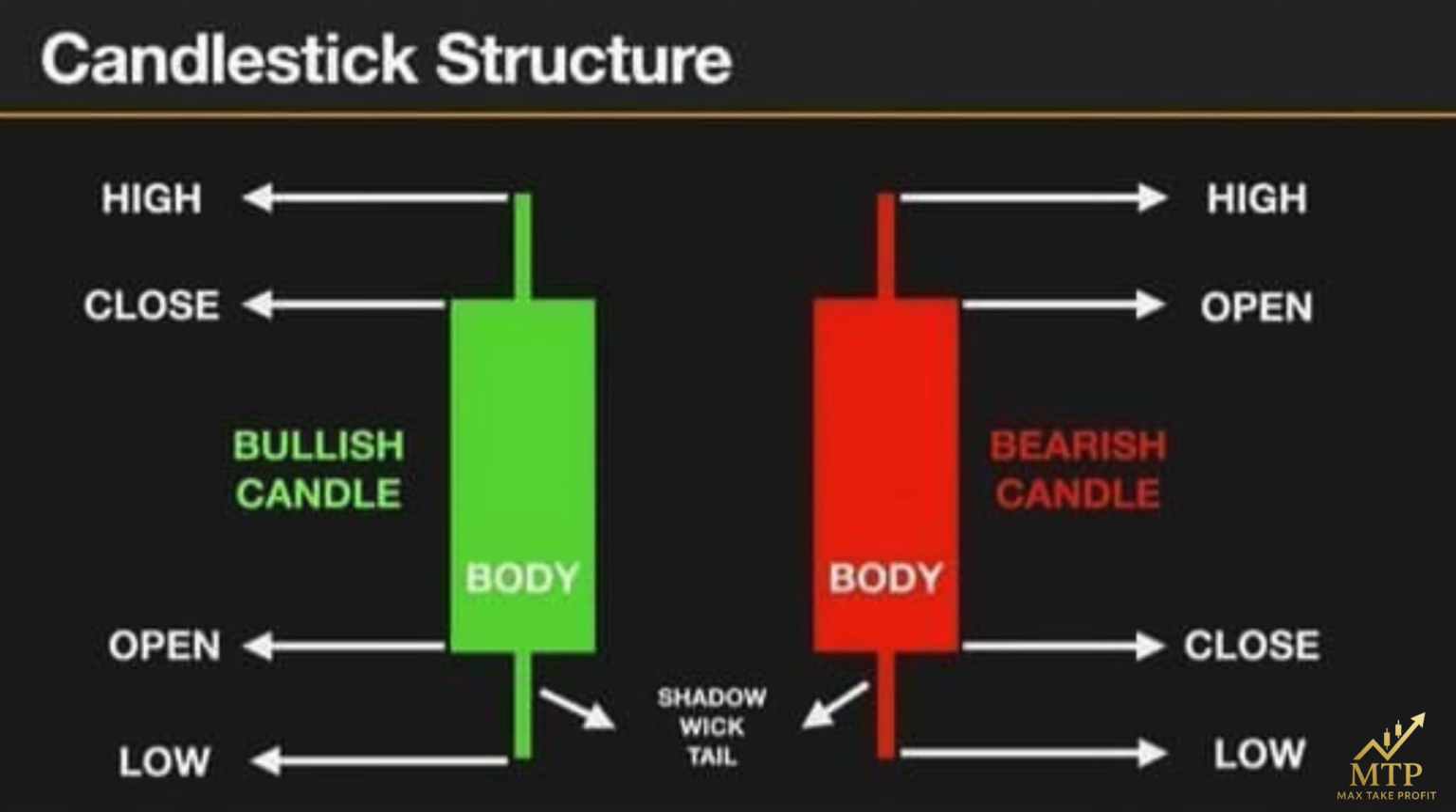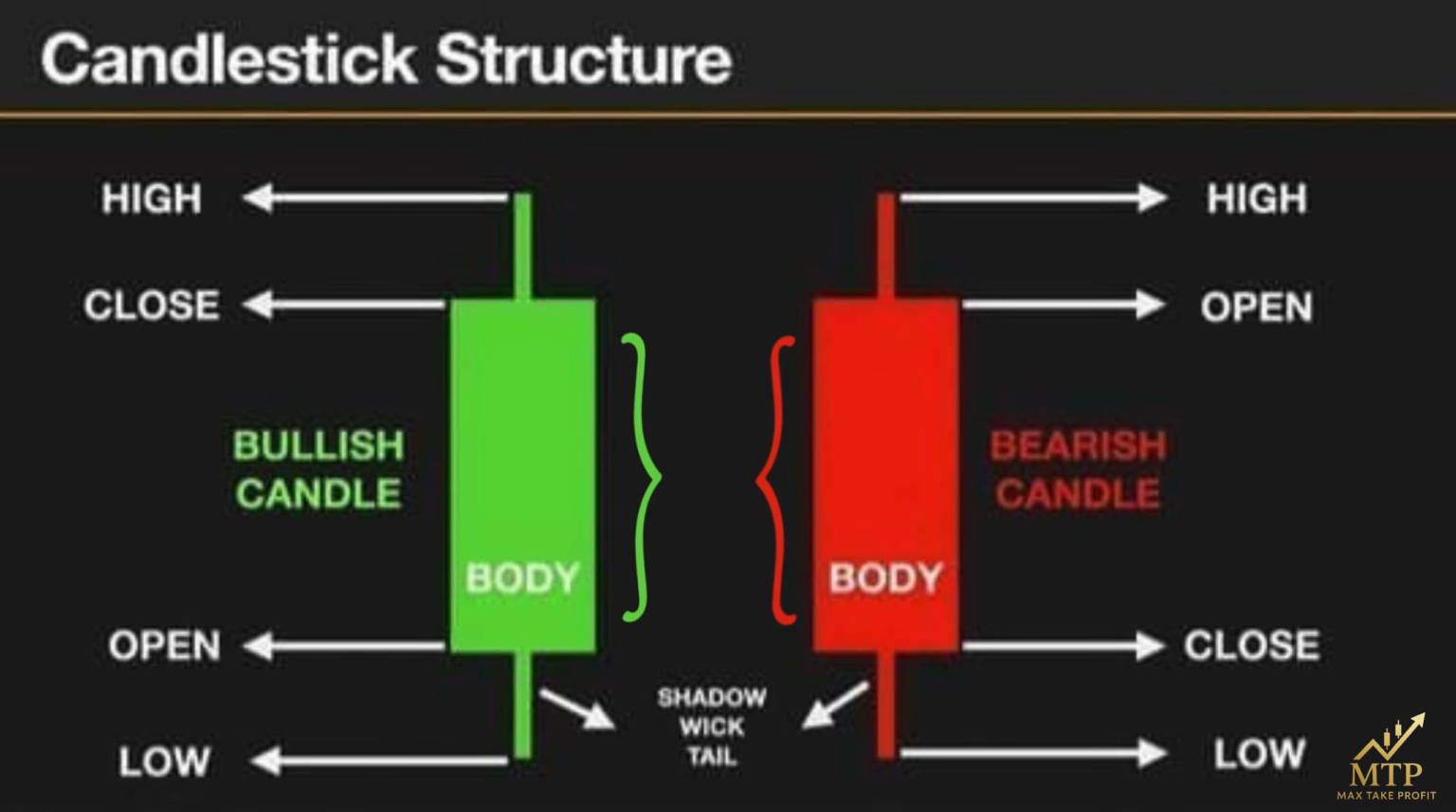Every candlestick is made up of 4 key pieces of information: the opening price, the closing price, the highest point, and the lowest point during a specific time period. In other words, a candlestick captures everything that happened in that time frame, from the moment it opened to the moment it closed.